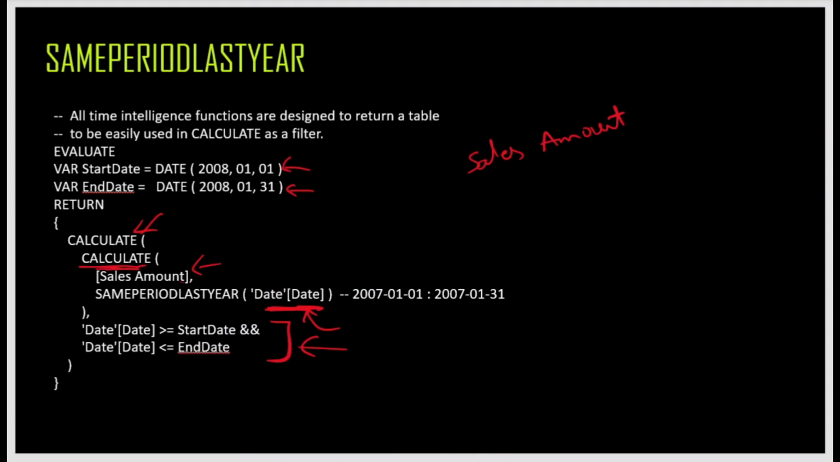So it starts at the given start date and end date, and it will calculate the sales amount for the same period last year, which is starting from 2007 January 1st to January 31st, because we have given the start date as January 1st 2008 and end date as January 31st 2008. So it will give the same period last year, which is this range. So this is how same period last year function works. Now let's move to the next function.